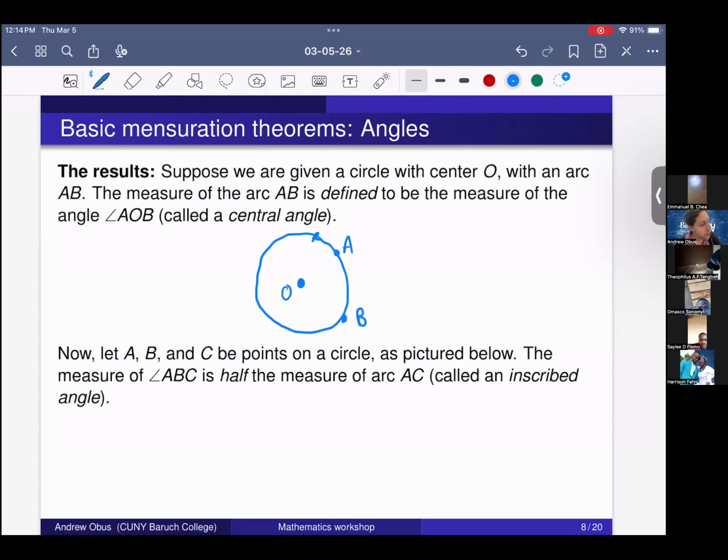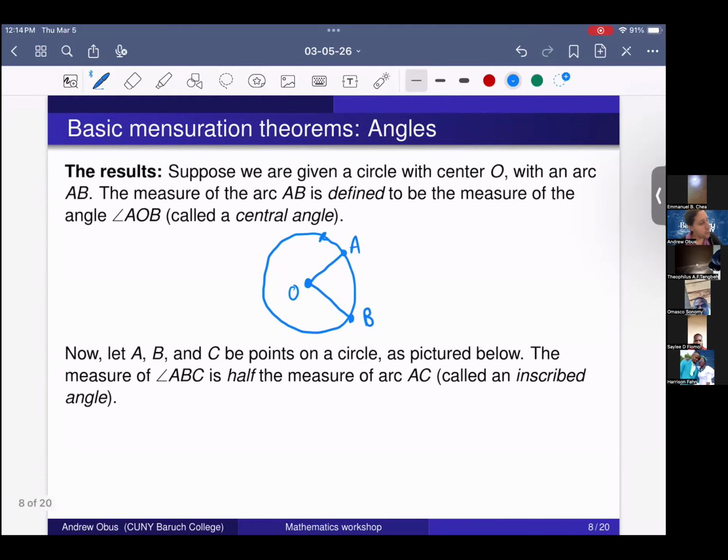So what is the measure of the arc AB? The measure of the arc AB is defined to be the measure of this central angle, which we call AOB.